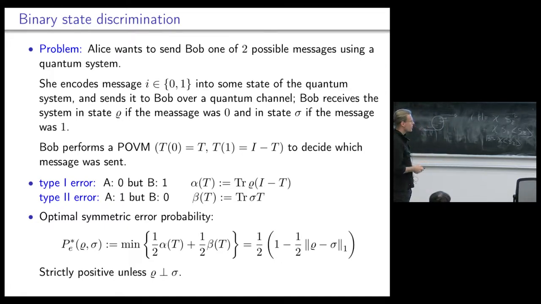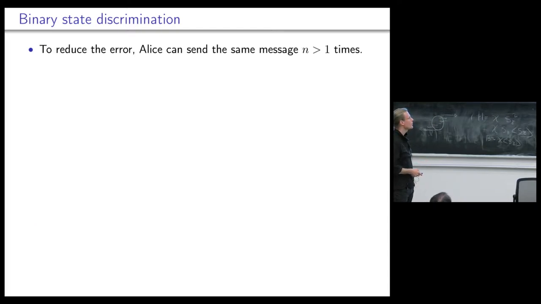Okay, so we can see that this is strictly positive unless the support of rho is orthogonal to the support of sigma. So it means that we cannot make both of these error probabilities zero simultaneously. So there is some sort of trade-off between them.